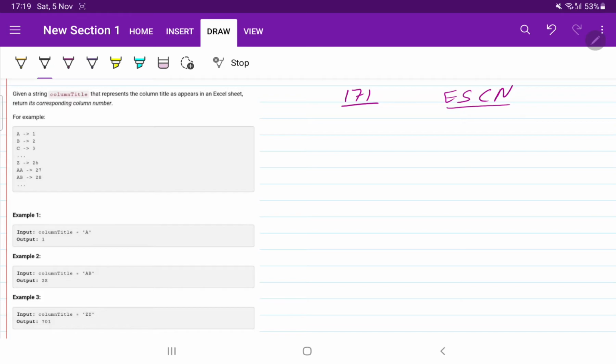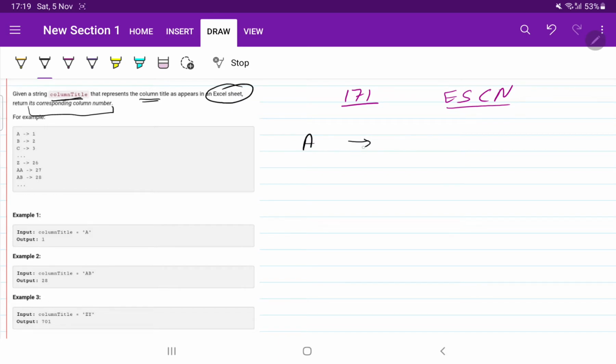So what is given in this problem? A string will be given, with the name columnTitle. It will represent a column in the Excel sheet. And what we have to do is give the corresponding column number.